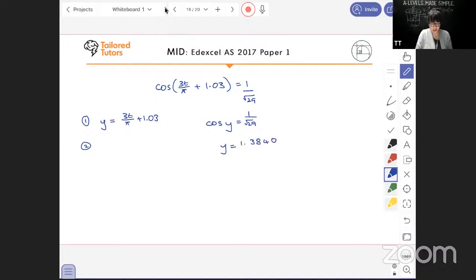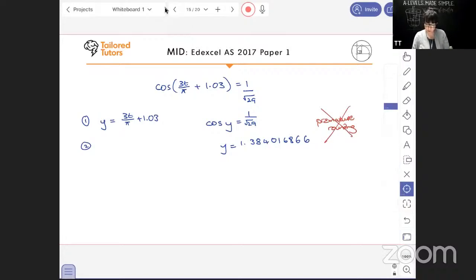1.384. Somebody in the Zoom chat, tell me why I kept writing. Why didn't I stop at 1.38? For accuracy, yeah, but what's the name of the mistake that people make at this stage? Premature rounding, good. This is a massive mistake. It's very tempting to do premature rounding. You're not allowed to round until the end. Say no to premature rounding, okay?